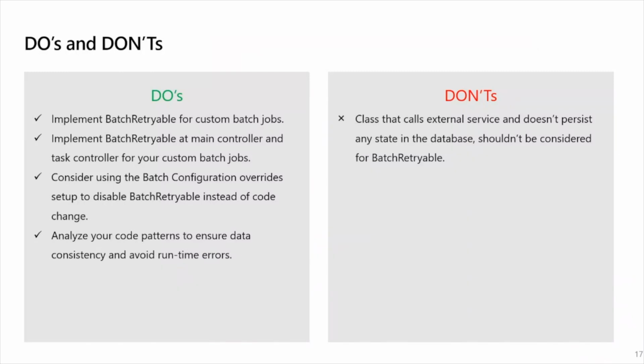Now, in terms of do's and don'ts, what we are asking is that you implement batch retry for all your custom batch jobs. Again, as we talked about, you need to implement it for the main controller and your task controller. If you do it vice versa, or if you miss it at any point, you'll see the behavior that we already spoke about. Again, if you implemented the batch retry and you encountered a problem, you don't need to go and make a code change. You can disable it from the batch configuration override form that Harsh was showing in the demo.